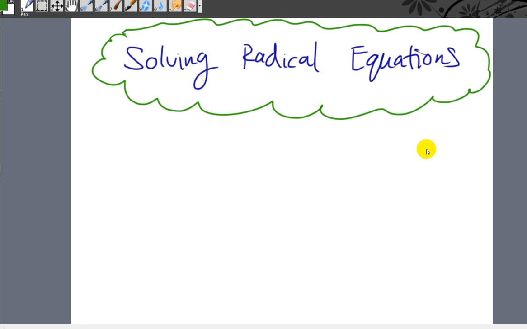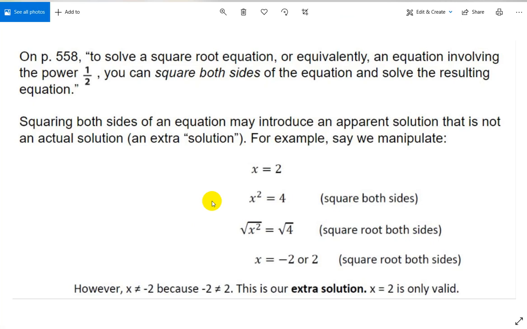Hello! Okay, so the purpose of this video is to show you how to solve radical equations. First, I'm just going to show you this right here. This is actually from your textbook, for those that got a textbook and attended physically. If you're wondering, this is section 11.3, page 558. But if you do not have a textbook, I just copied this excerpt from the textbook anyway.